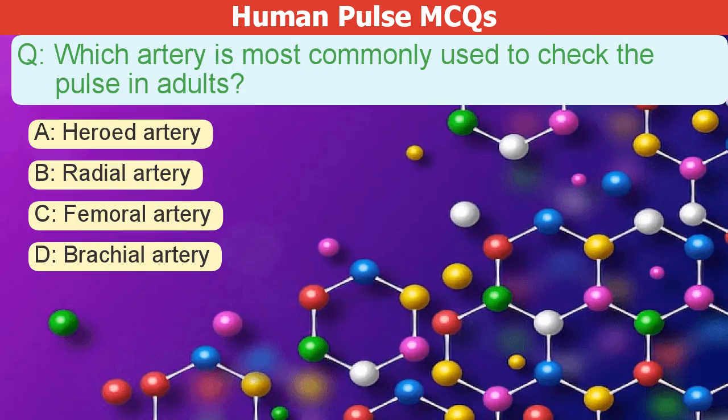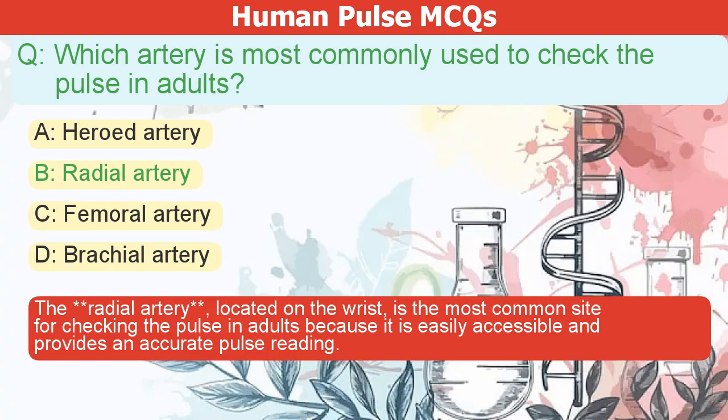Which artery is most commonly used to check the pulse in adults? A. Carotid artery. B. Radial artery. C. Femoral artery. D. Brachial artery. The correct answer is B. The radial artery, located on the wrist, is the most common site for checking the pulse in adults because it is easily accessible and provides an accurate pulse reading.